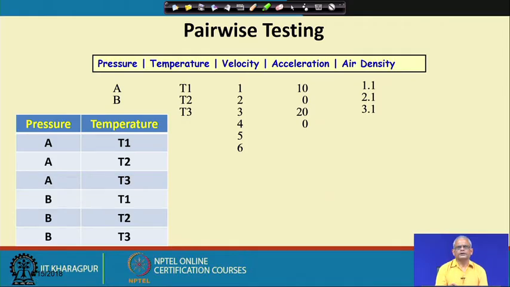Now, let us understand pairwise testing further. Let us, for simplicity, assume that there are two possible classes of input for pressure, A and B, and three possible equivalence class inputs for temperature, T1, T2, T3. For velocity, there are 6 velocity classes. Acceleration values are 10, 20, 30, etc. Air density is some 1.1, 2.1, 3.1.